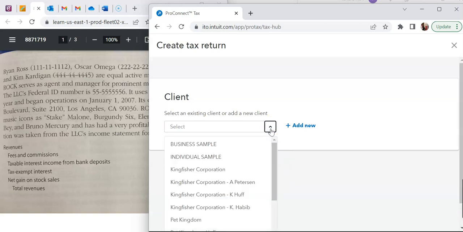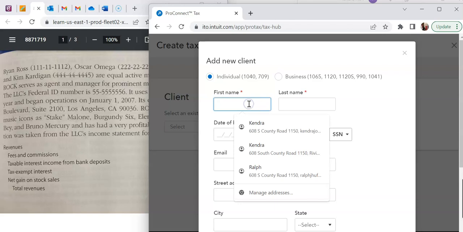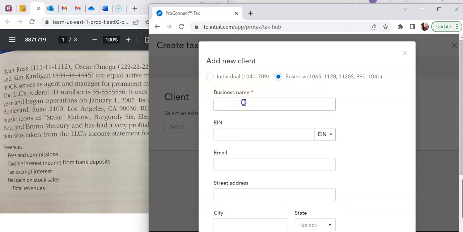All right, so I'm already in ProConnect and I'm doing a new client, selecting the client, creating a client. Oh, I want to add a new client. Let's do that. It is a business. Rock of Ages. And I'm going to, of course, add my name at the end.